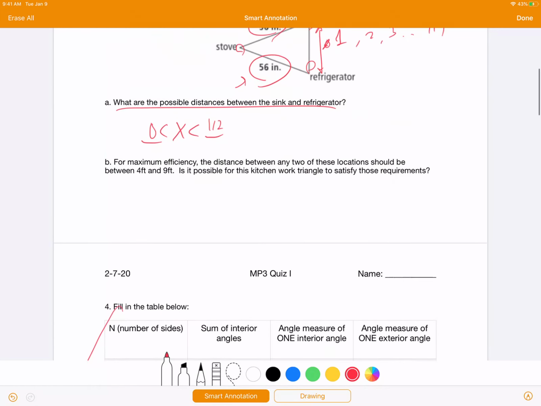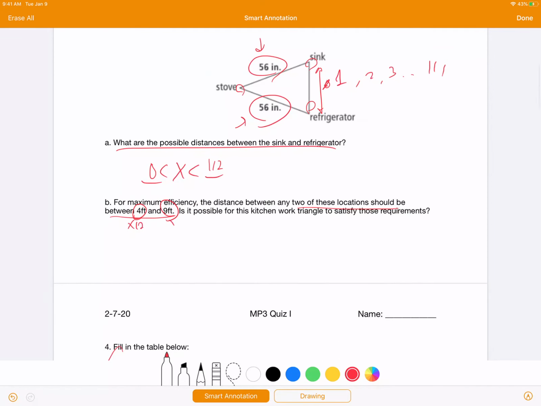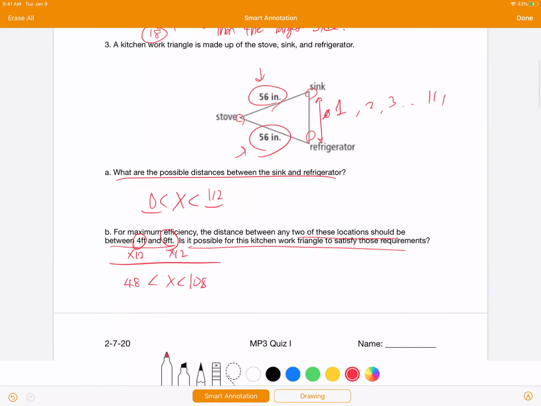For maximum efficiency, the distance between any two of these locations should be between 4 feet and 9 feet. Notice that this is 4 feet and 9 feet and not inches, so we want to convert them into inches first. And you get 48, and this is 108. Is it possible for this kitchen work triangle to satisfy those requirements? Well, we want to make sure the distance between any of these two locations is within that range. We have 56, and we have 56. And then the last one here could be anywhere between 0 and 112.